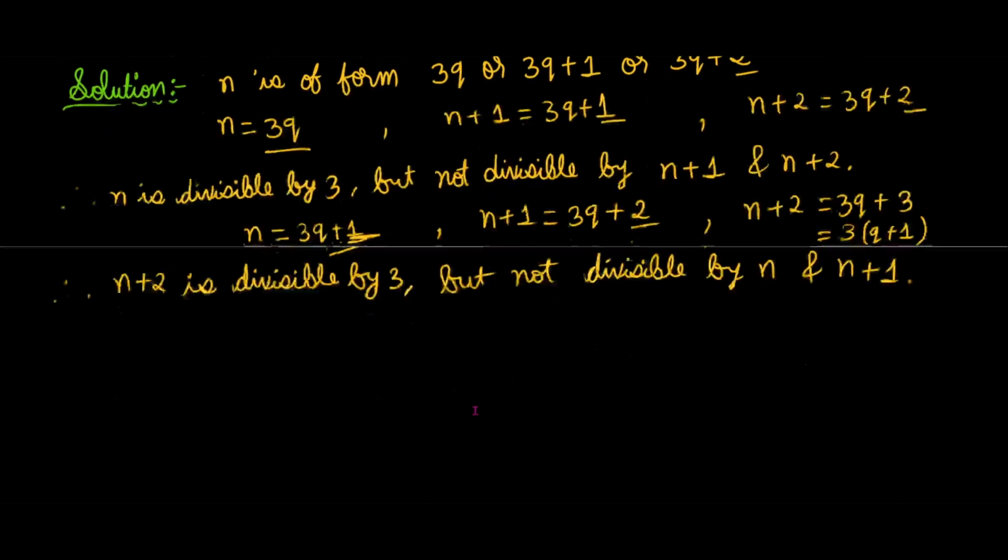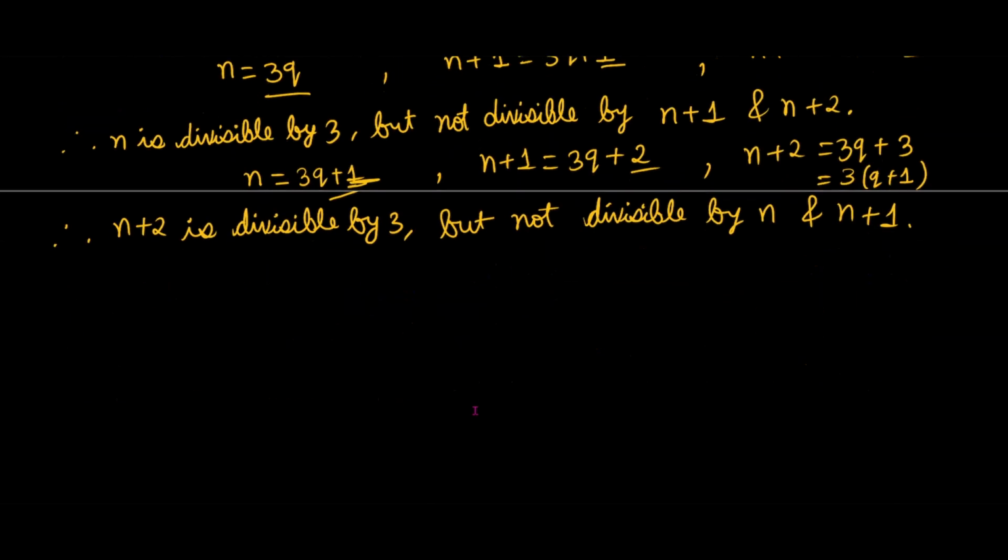Again we will take n is equal to 3q plus 2. So 2 is the remainder, so it is not divisible. Now n+1: 3q plus 2 is there, plus 1 gives 3, so we will get 3 into q plus 1. So it is divisible.